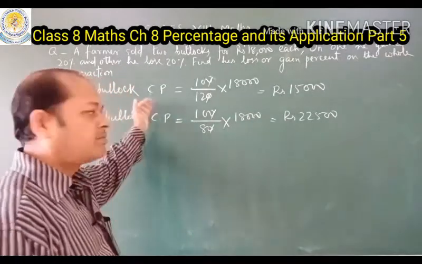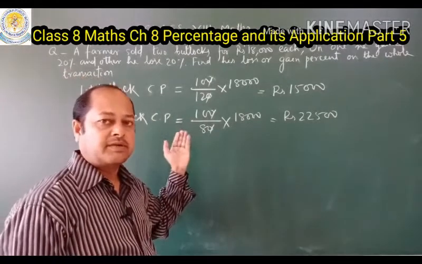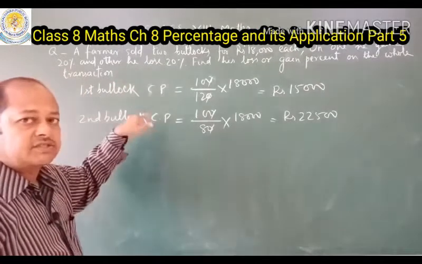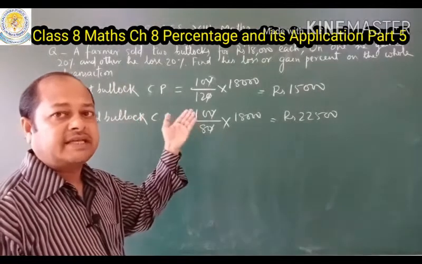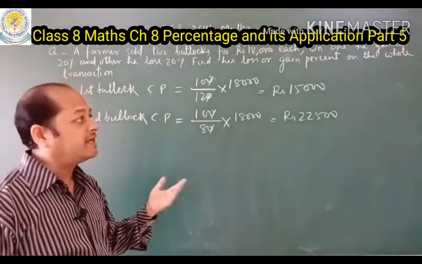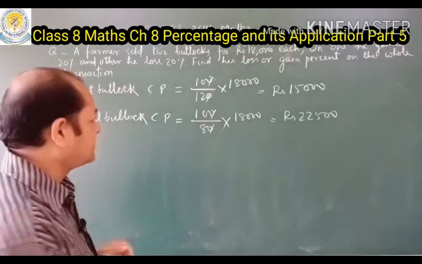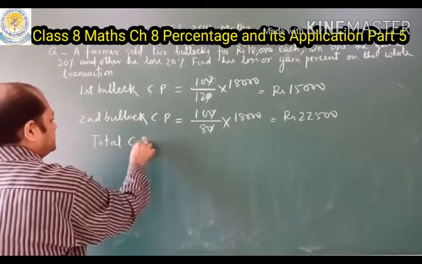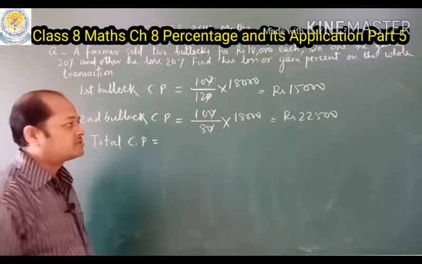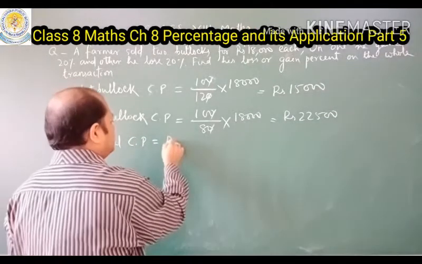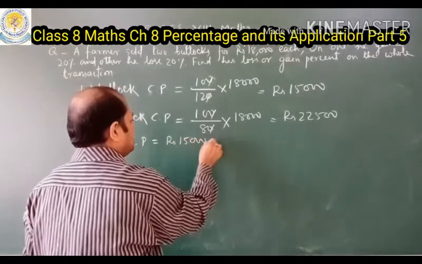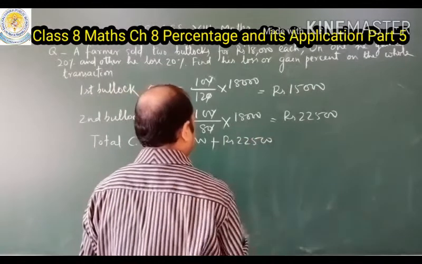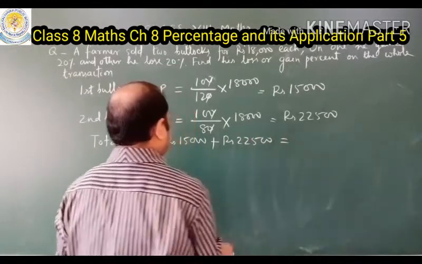So here you got the CP, cost price, of both the bullocks. Now find out the total cost price, because in the whole transaction you have to find out the total selling price and cost price, then you will get the profit or loss on the whole transaction. Okay, so total CP, total cost price: how much? 15,000 plus rupees 22,500. So how much will it be?